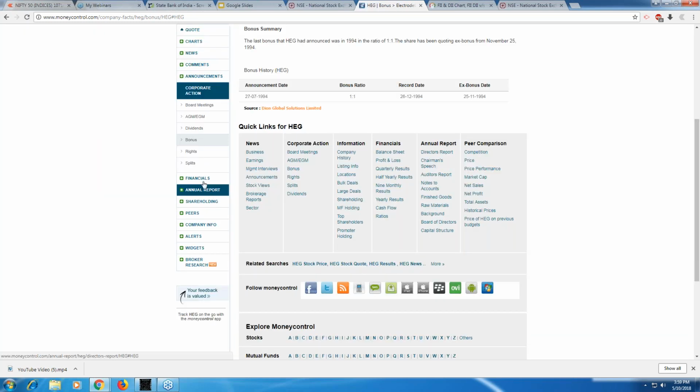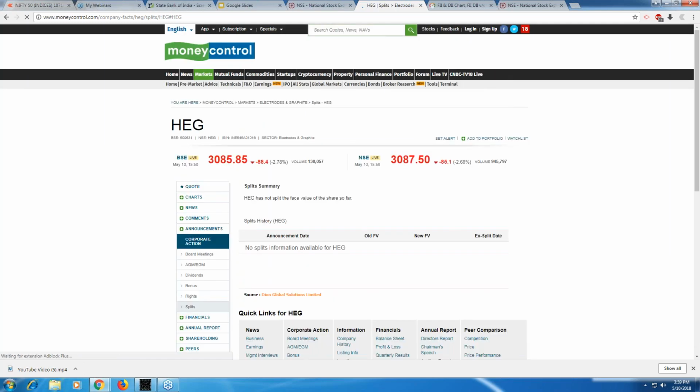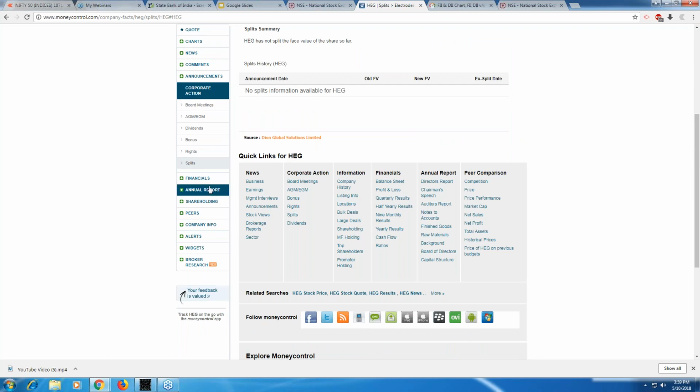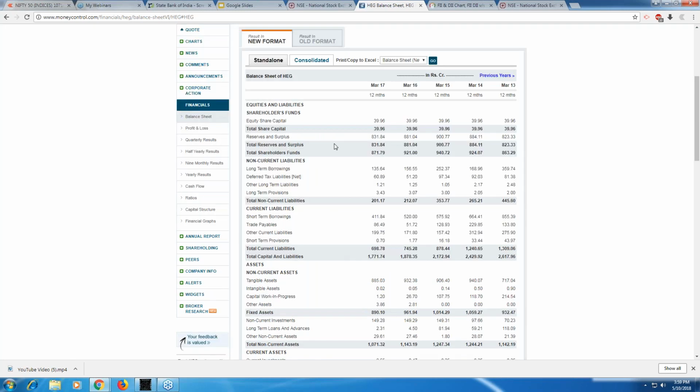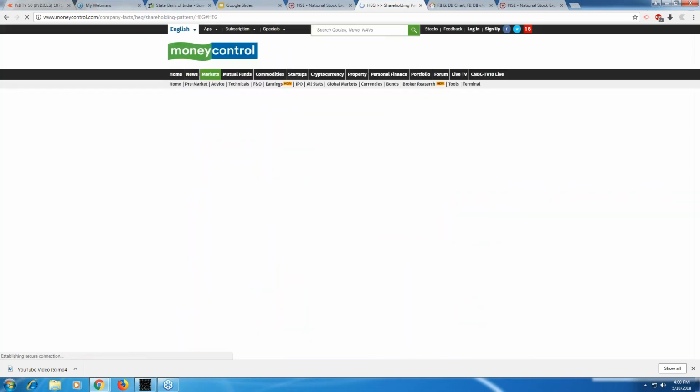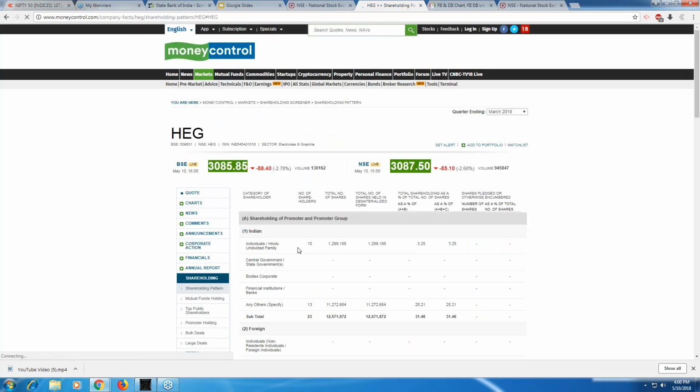Then bonus, all the detail that you want. They have not given any recently. They gave a 1:1 bonus long back. Right now there is nothing. Splits: let's see if the stock has split into any parts. No split information available. Let's go to the financials of this company. When I teach you that, I'll talk about it. Right now we're going to go to the shareholding pattern.